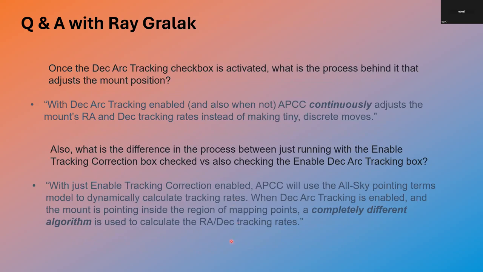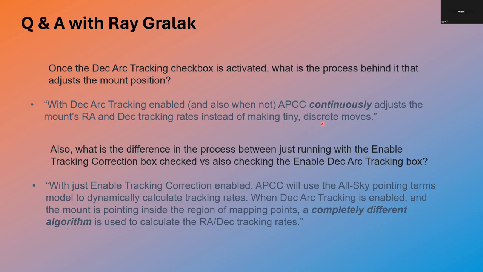So to get to the bottom of this, I contacted Ray Graylack, who's the programmer for all this stuff, and asked him some questions about this. I asked, once the DEC Arc tracking checkbox is activated, what's the process that adjusts the mount? His answer: with the DEC Arc tracking enabled, APCC continuously adjusts the mount's RA and DEC tracking rates instead of making tiny, discrete moves. I took that to mean tiny, discrete moves would be things that, for example, a guide scope would do: collect the image of a guide star, measure its position, issue a signal to correct the mount, one after another. So those would be tiny, discrete moves.